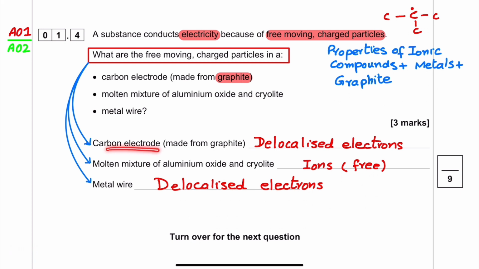Carbon electrodes made from graphite have a large number of delocalized electrons, and we explain it here. In the molten mixture of aluminium oxide and cryolite, free ions are present, such as the aluminium ion 3 plus and the oxide ion 2 minus. These free ions are responsible for the conduction of electricity. And in the metal wire, a large number of free electrons are present, so these free electrons are responsible for the conduction of electricity.